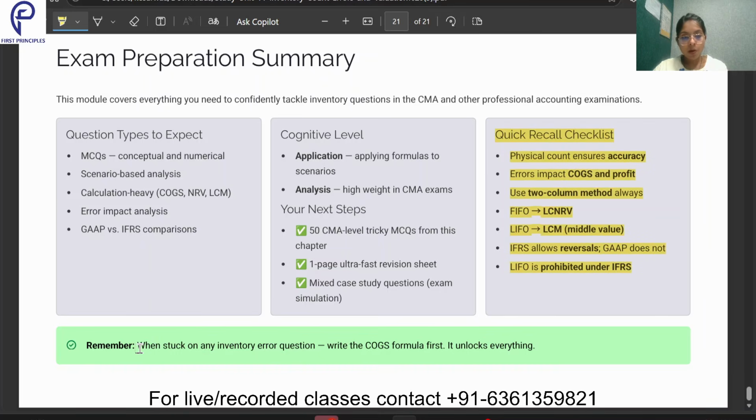So always remember, when stuck on an inventory error question, write down the COGS formula first. It unlocks everything. This is a cheat code for cracking the inventory questions in the exam. That is, write down the formula for COGS. COGS is equal to beginning inventory plus purchases minus ending inventory. With this, we are done with the inventory chapter, guys.